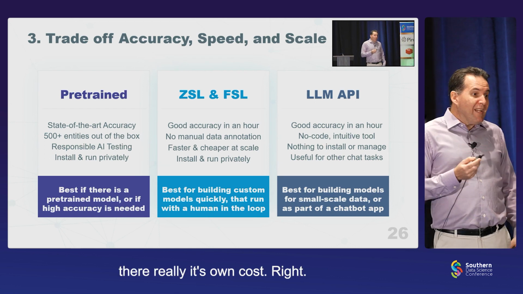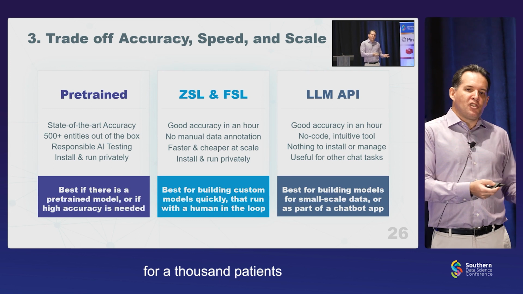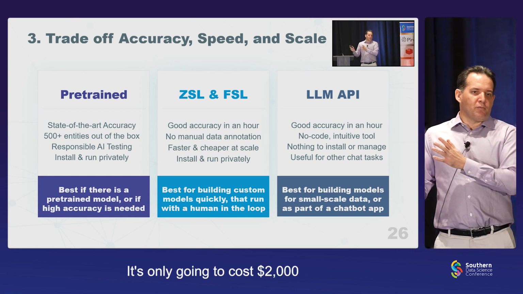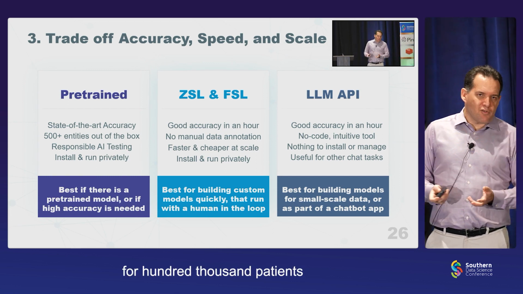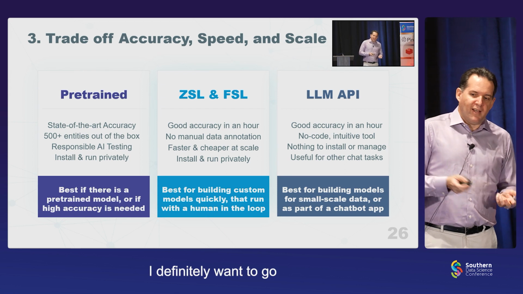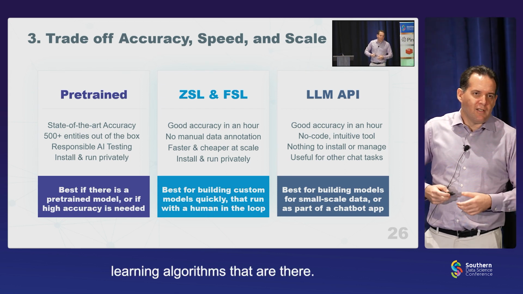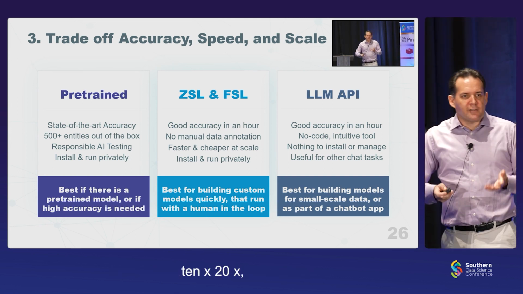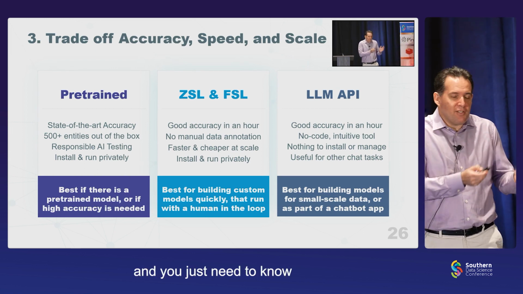The only issue there really is around cost, right? So if you need to do this for 1,000 patients or 500 patients, just do that. It's going to be very cheap. It's probably going to cost like $2,000 and you'll be done with it. If you need to do it for 100,000 patients, then definitely not. Definitely you want to go with one of the zero-shot or few-shot learning algorithms that are there. Otherwise, the cost difference can easily be 5x, 10x, 20x. So those are the three choices, and really you just need to know which one you pick.